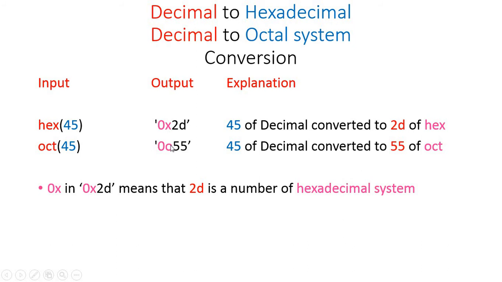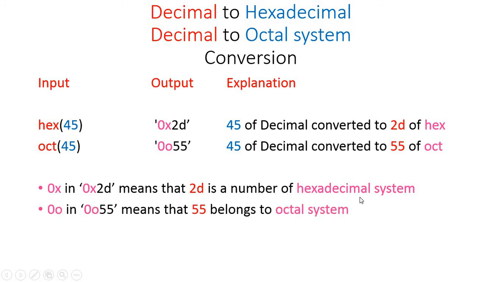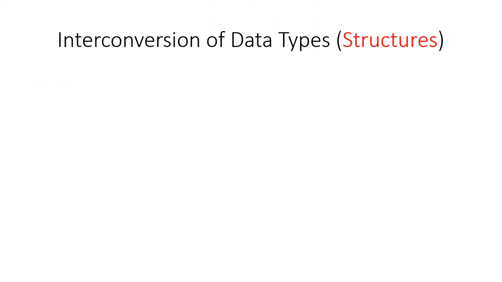These are just telling us that this 2D belongs to the hexadecimal system and this 55 belongs to the octal system. This O stands for octal and this X stands for hexadecimal. So 0x in this number means that 2D is a number of the hexadecimal system, and 0o in this number means that 55 belongs to the octal system. The next topic is about interconversion of different data structures, that is list into tuple, tuple into list, set into list, etc.